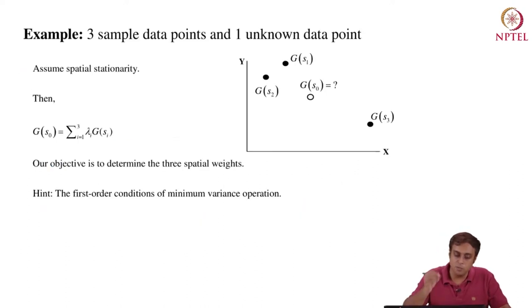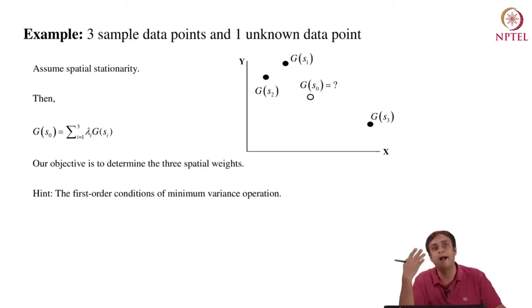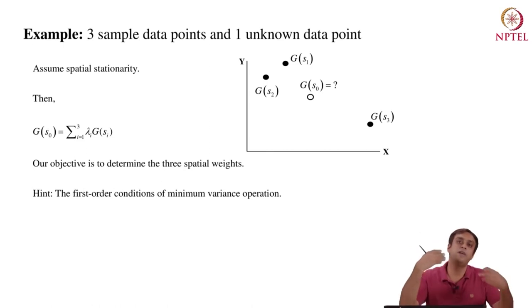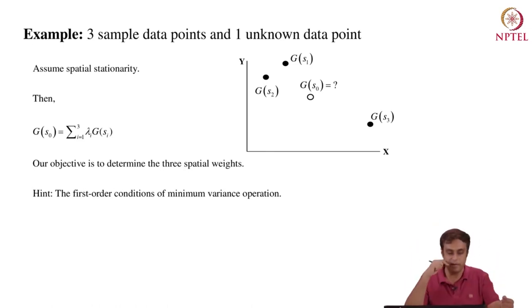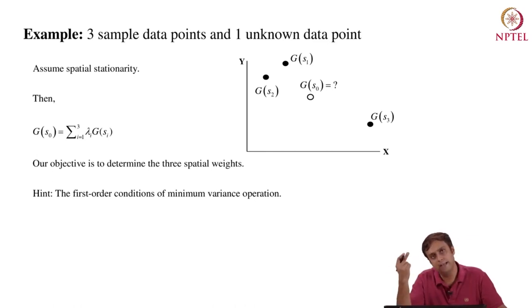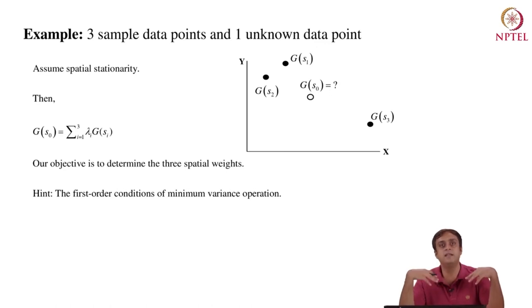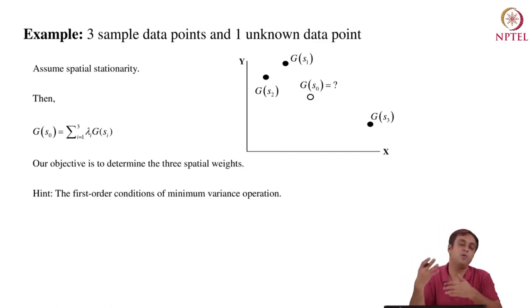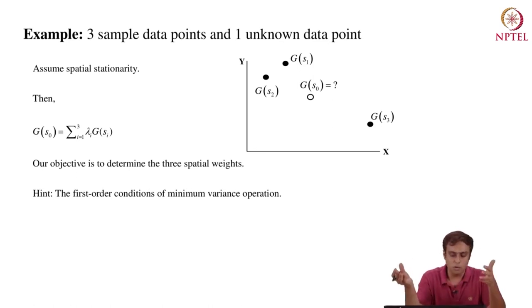Okay, so let's move forward and look at an example. Go back to our example where we started so that we can understand this process. We have these three sample data points at S1, S2, and S3 locations, where the sample data are G of S1, G of S2, and G of S3. The main objective I have as an analyst is to predict the value of groundwater level at location S0.